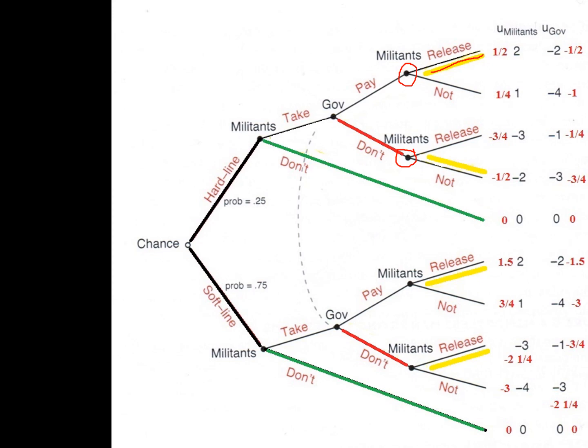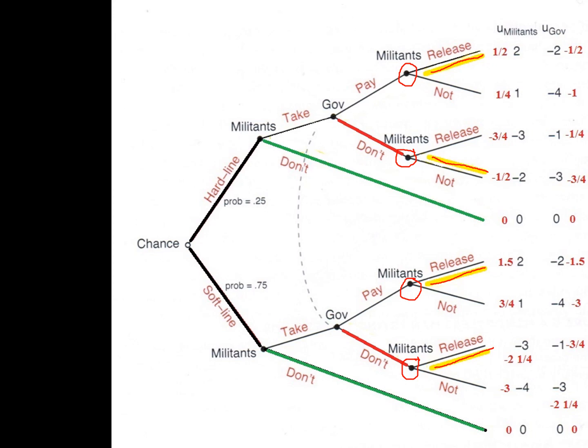In the second decision node, they have a choice between minus 3 over 4 or minus half. Minus half is the less bad choice, so they're going to choose not to release the hostages. In the third node, the militants have a choice between a payoff of 1.5 or 3/4. 1.5 is better, so they're going to release. And in the fourth node, the militants are going to choose between minus 2 1/4 and minus 3. And minus 2 1/4 is the less bad choice, so they're going to choose to release. So these are the four choices.